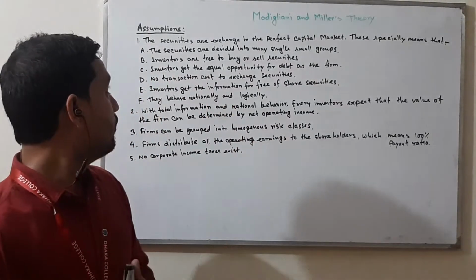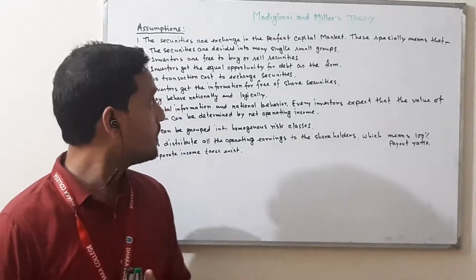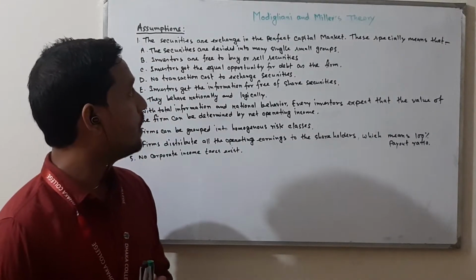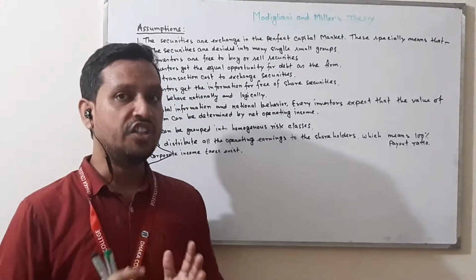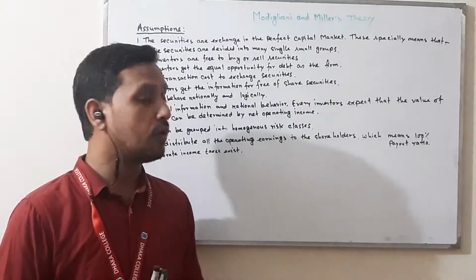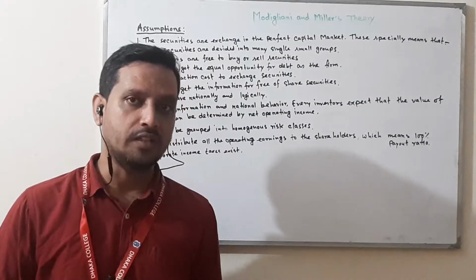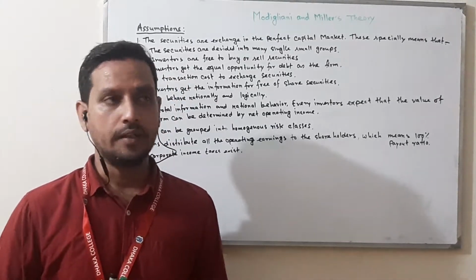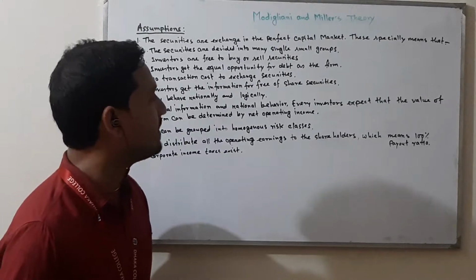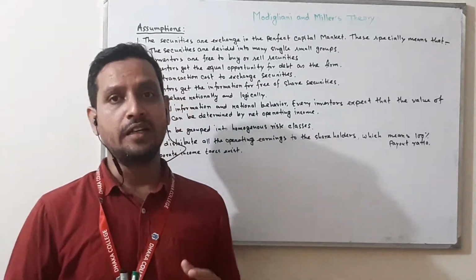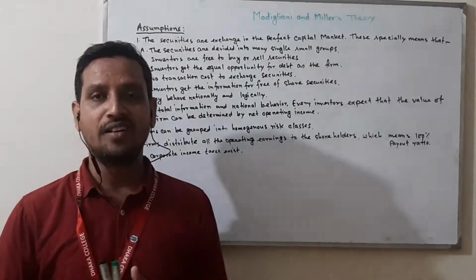So the first one is that securities are exchanged in a perfect market. It is called a fully competitive capital market. This especially means that securities are divided into many single small groups, small lots of shares. Then investors are free to buy or sell securities. Here investors are independent to buy or sell securities.